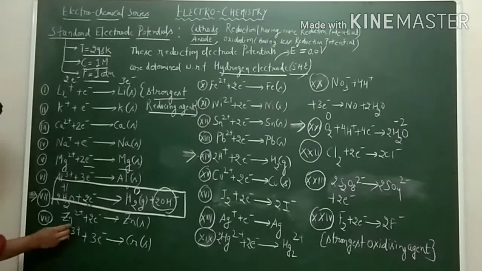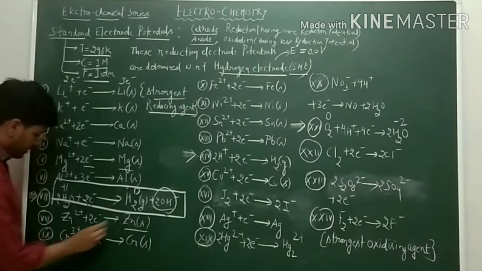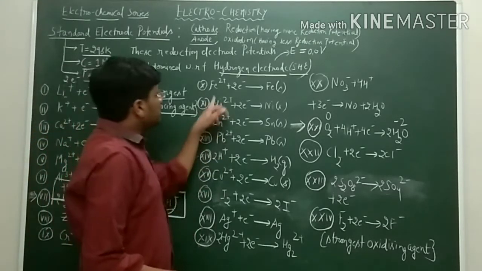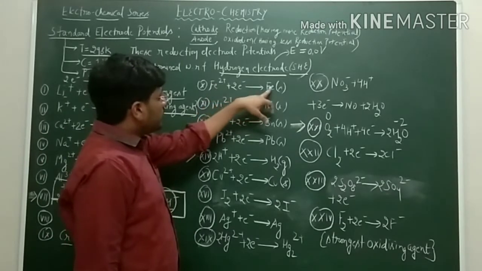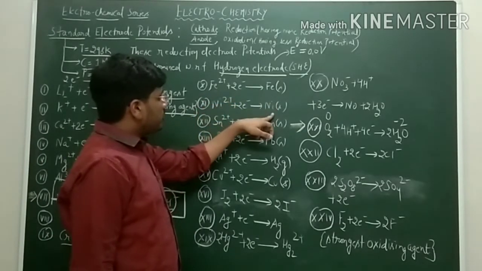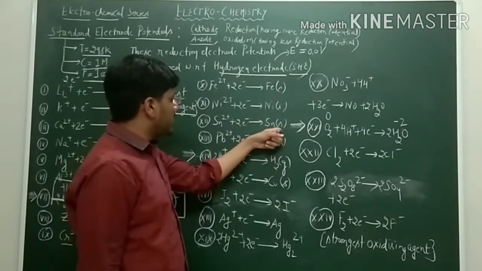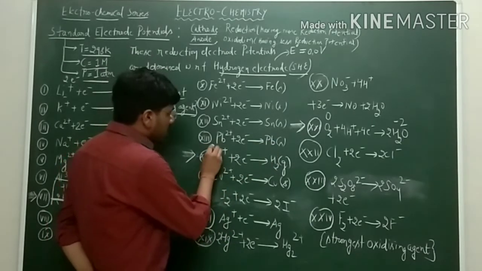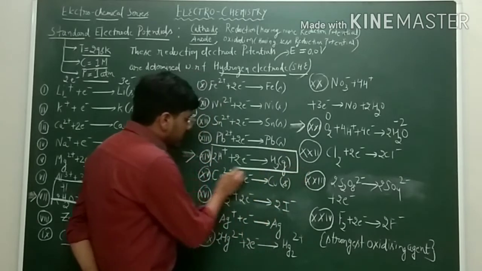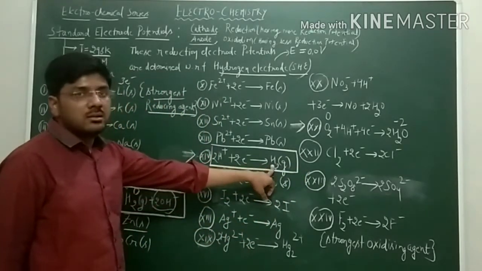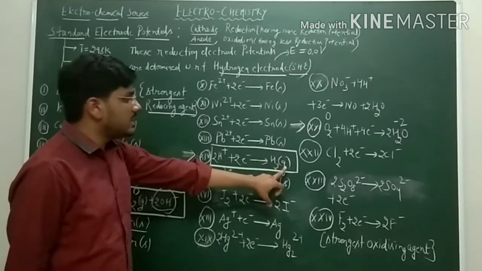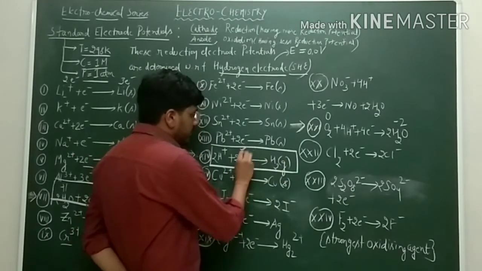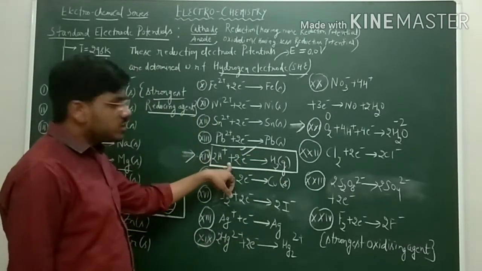Then there is the Zn2+ ion. On gaining 2 electrons, it forms solid zinc. Cr3+ on gaining 3 electrons forms chromium. Then comes the Fe2+ ion, forming iron; Ni2+ forming nickel; Sn2+ forming tin; Pb2+ forming lead on gaining 2 electrons. Then the H+ ion gains electrons to form hydrogen gas. We have to remember that the gas released is hydrogen. Here, to balance the reaction, we have added 2 electrons. Its potential is 0 volt.